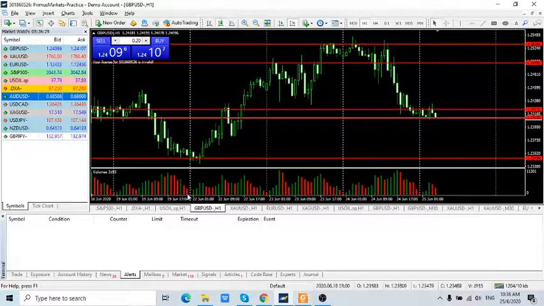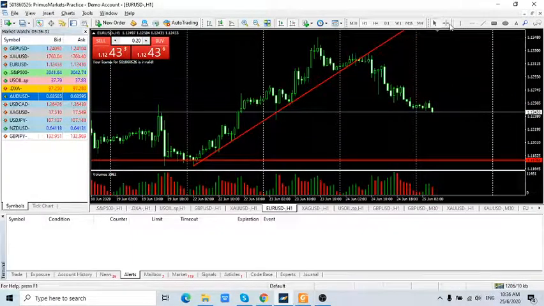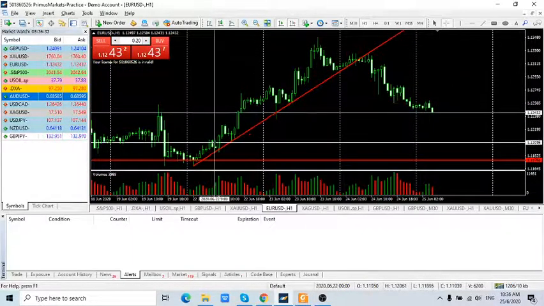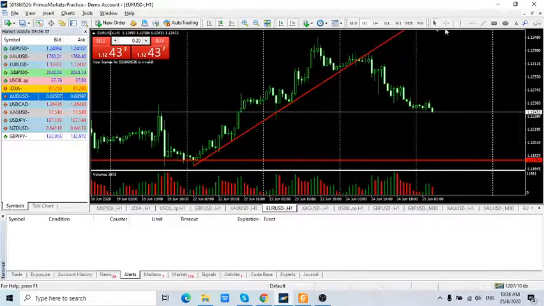So the US dollar, the UK pound, and for the euro dollar, it's pretty much the same story. It was previously bullish going up, and yesterday most of the morning was pretty quiet.